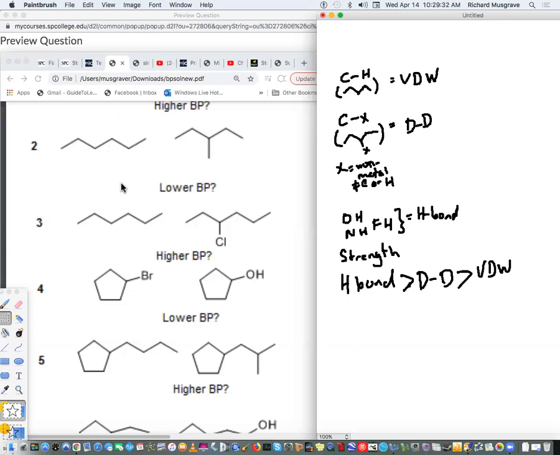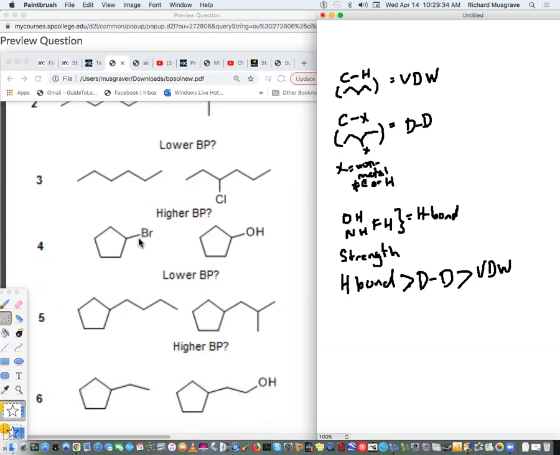All right, let's look at number 4. We have a C-Br bond, so that's dipole-dipole, and we have an OH bond. That one is going to be hydrogen bonding. So the one with the lower boiling point will be the dipole-dipole. Any questions?